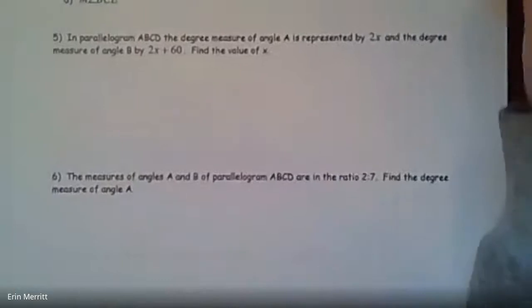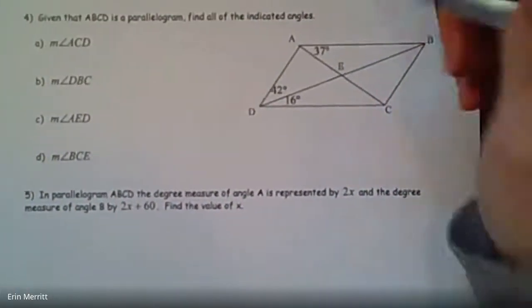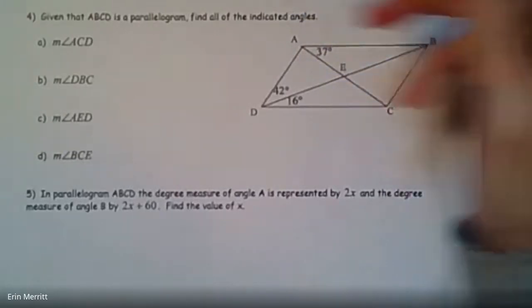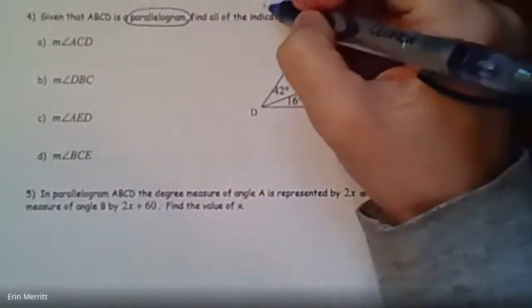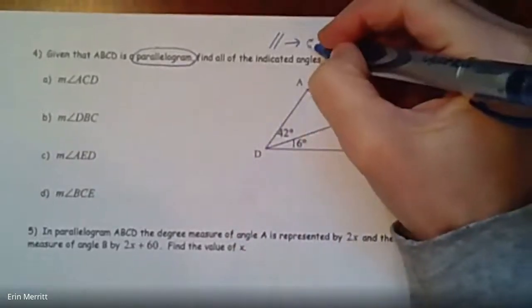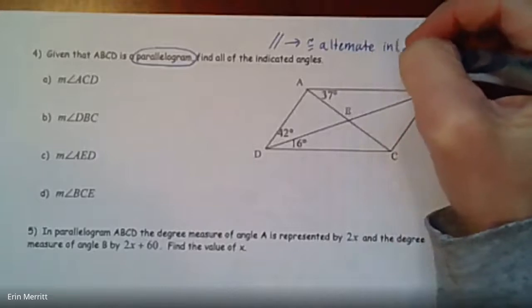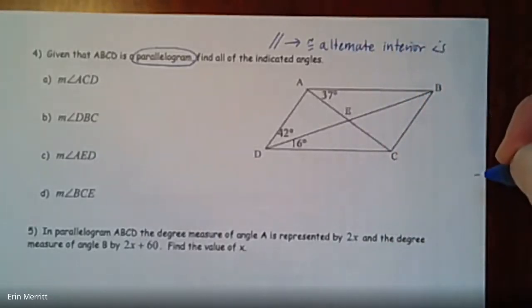This next one, let's focus on just the angles here. It says, given parallelogram ABCD, find all of the indicated angles. Because we have a whole bunch of parallel lines, think about what parallel lines can get us. From our proofs, parallel lines would get us congruent alternate interior angles. They can give us same side interior angles being supplementary. So there's a whole bunch of stuff that we can come up with here.